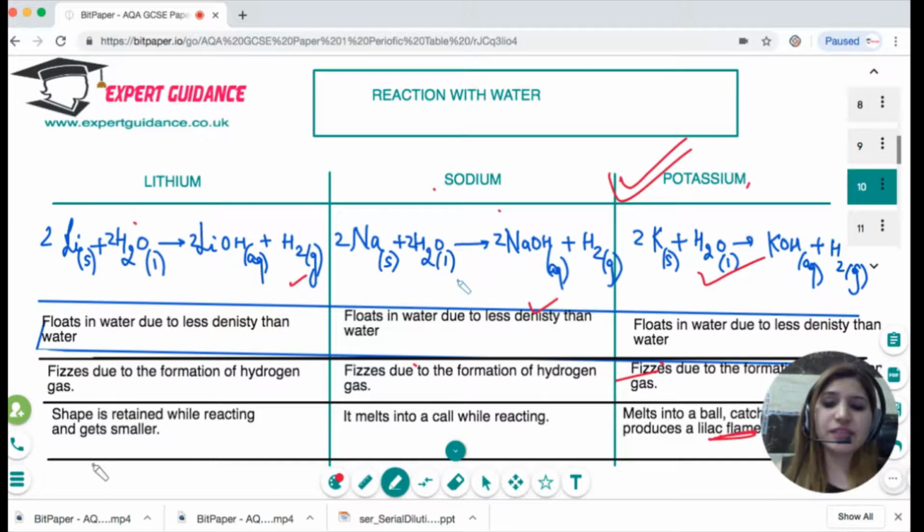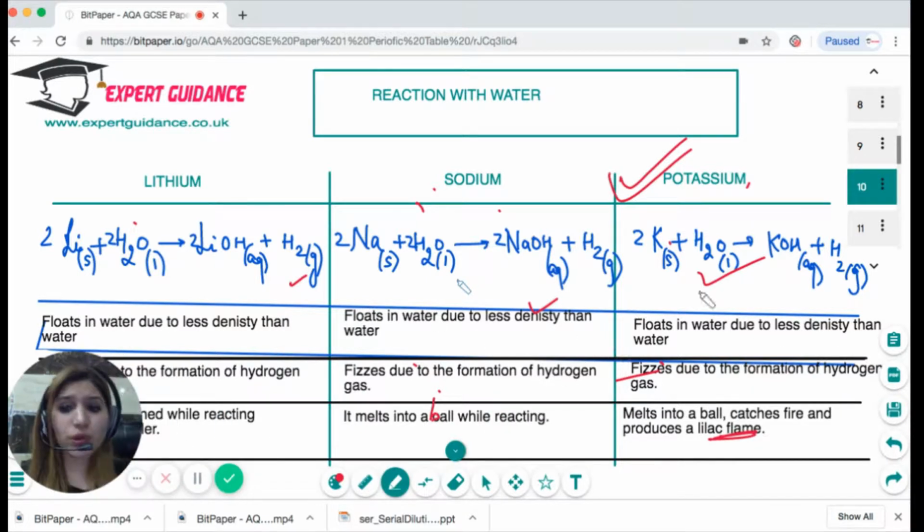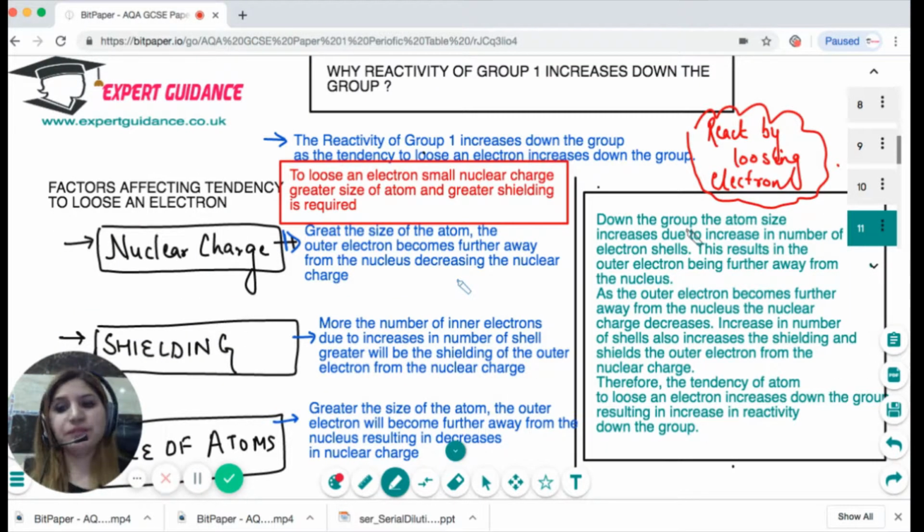In lithium, since it is not that reactive, the shape is retained and it slowly gets smaller. Whereas in sodium, it melts into a ball while reacting. So it will get deformed earlier than lithium. And potassium, it quickly melts into a ball, catches fire, and produces a lilac flame. This observation can also tell you that the one that is reacting very explosively is one of the elements which is down the group.